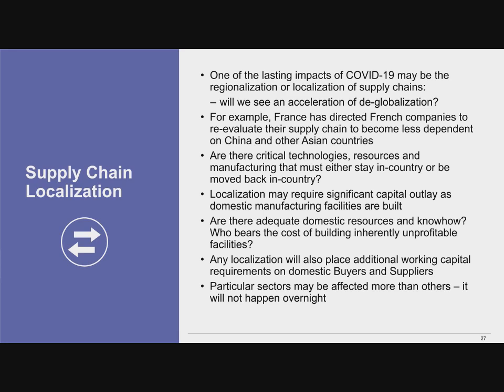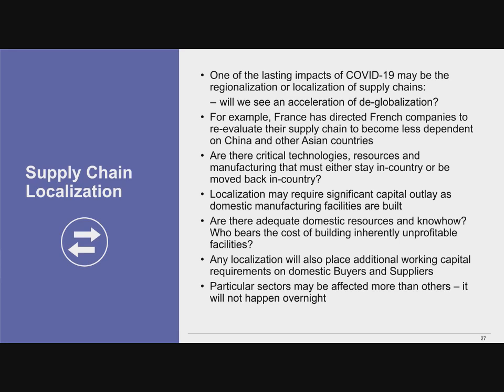One of the lasting impacts of COVID-19 may well be the regionalization or localization of supply chains. And in fact, I think we will see an acceleration of what's already been called a deglobalization of supply chains. Look at what France has said recently: they have directed French companies to reevaluate their supply chain to become less dependent on China and Asian countries.